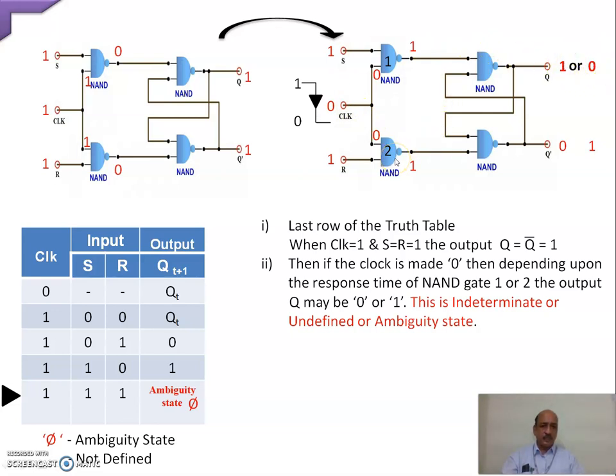Suppose if the second NAND gate is faster than the first NAND gate, then the output will change from 0 to 1. So what output we are going to get, we don't know. It all depends upon the speed of the NAND gates. Therefore, this state we are going to treat as ambiguity state. So this is an indeterminate state or undefined state or an ambiguity state we can call.